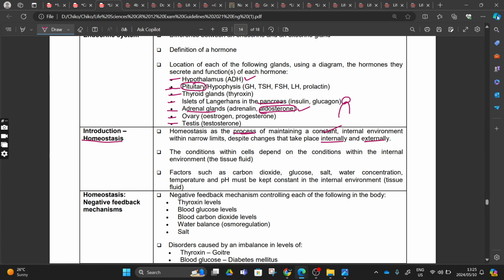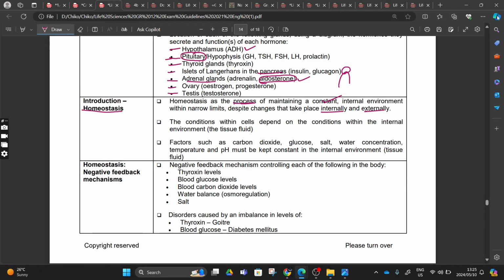Another thing: this process, homeostasis, performs a mechanism called a negative feedback mechanism, and this mechanism is triggered by our water level and our salt level. So you see, we are killing two birds with one stone here.